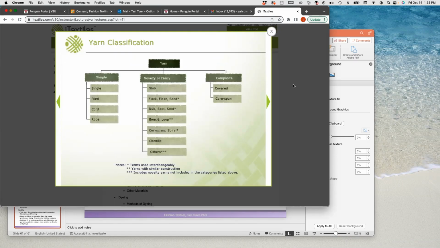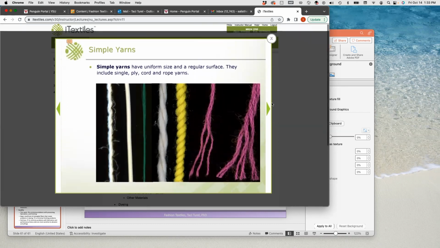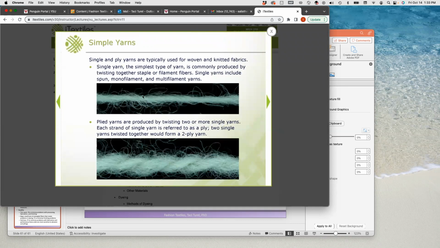So if you go to your iTextiles, you can also see this yarn classification based on simple, novelty, and composite yarns. And if you look at simple yarns, these are all simple yarns. Again, some of them are monofilaments, multifilaments, twisted ply yarns, single yarns, and so on. Again, single yarns and ply yarns that are twisted.